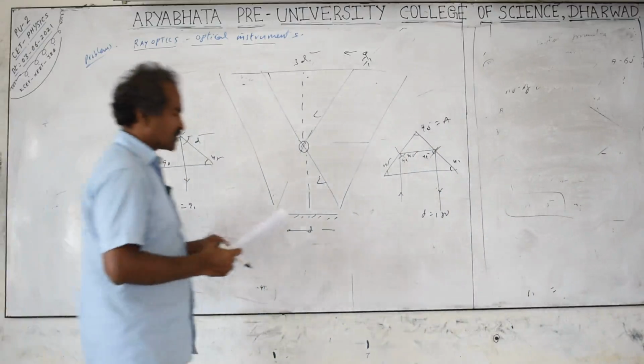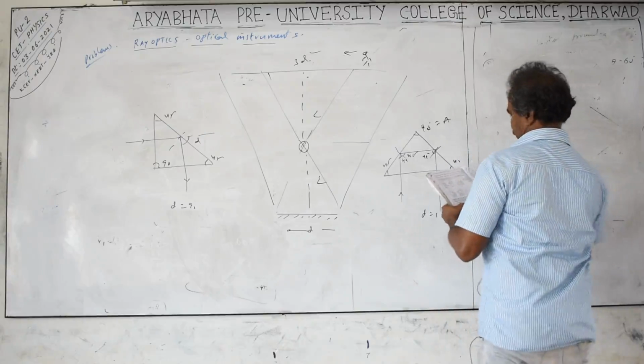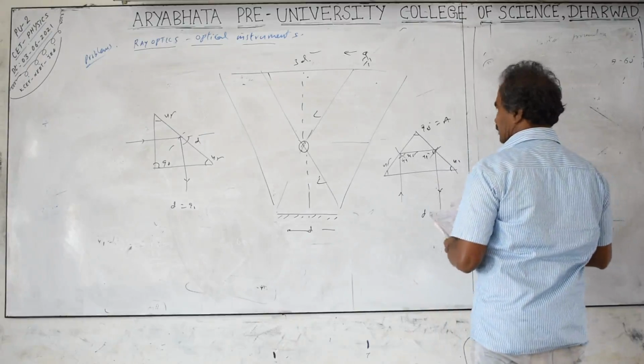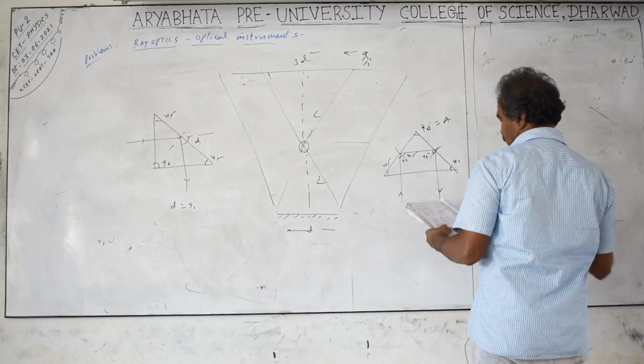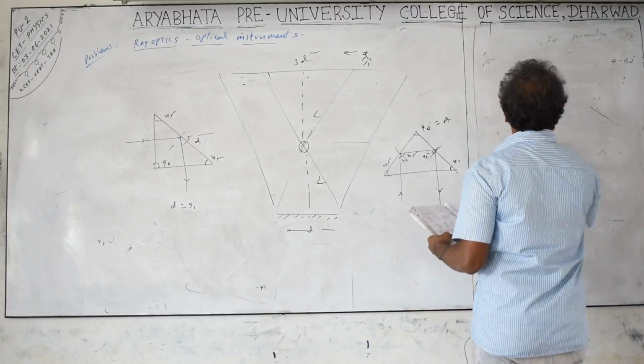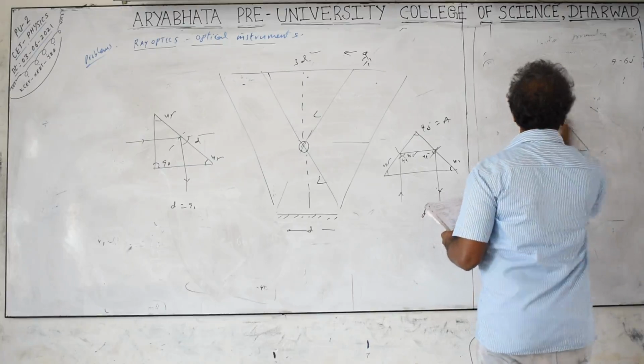Next, erecting prisms are used in binoculars and also in telescopes. This prism arrangement is also used in binoculars. If you want to make an inverted image erect, then this same right angle prism can be used. This is 90 degrees.